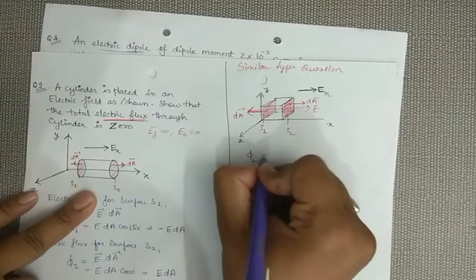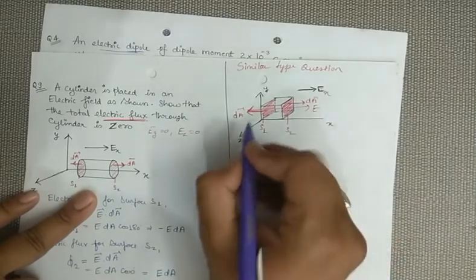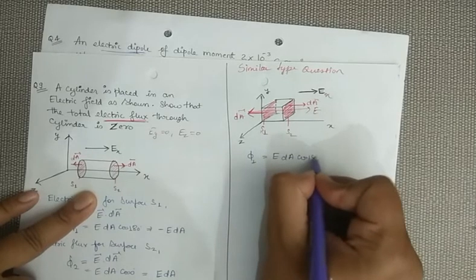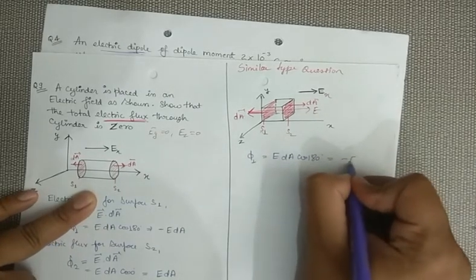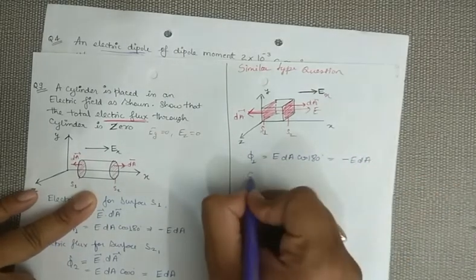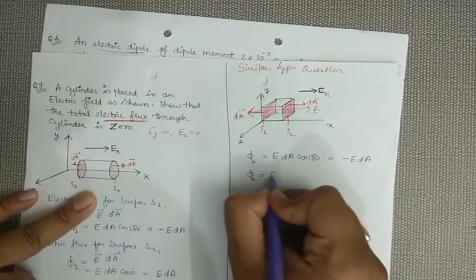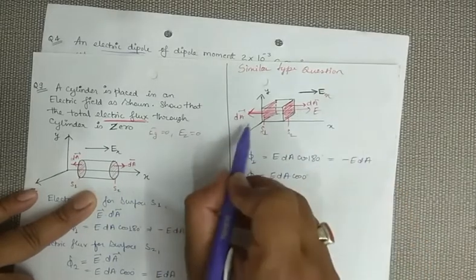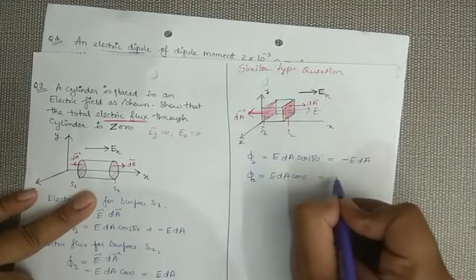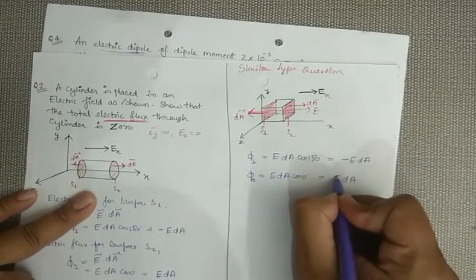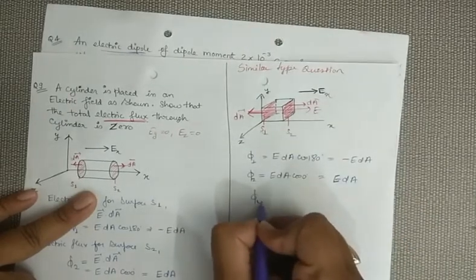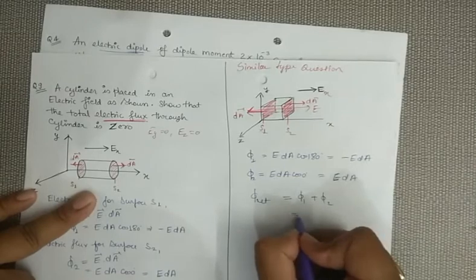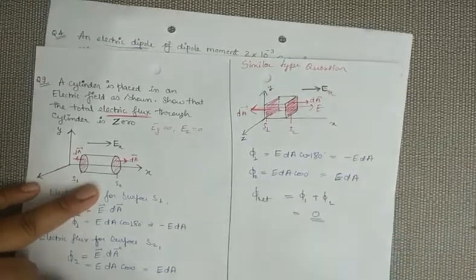So if we talk about the electric flux for the first surface, suppose I am taking phi 1, it will give you E dA cos 180, again minus E dA. Phi 1 is for S1. If you take phi 2, it will give you E dA cos 0. Phi 2 means for this and phi 1 means for this. Cos 0 is again 1, so E times dA. So the net flux will be phi 1 plus phi 2, positive and negative, so your net flux will be 0.